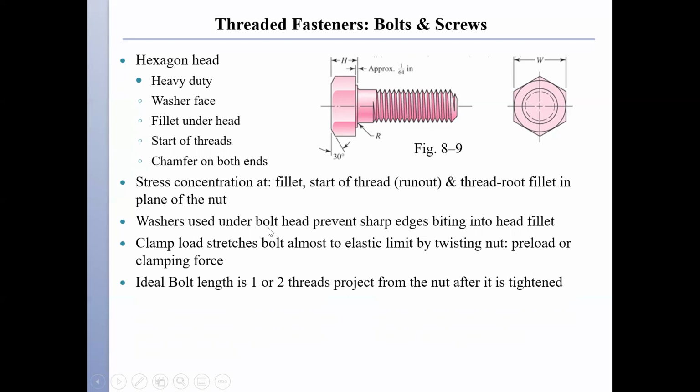The washers are used under a bolt head to prevent sharp edges biting into the head fillets. When we apply a clamping torque, we are basically stretching the bolt almost to its elastic limit. So this is the clamping force. A good bolt length would allow 1 or 2 threads beyond the tightened nut. So you want to see 1 or 2 threads beyond the tightened nut. By the way, the W here, the width of the hexagon head, is usually 1.5 times the diameter of the bolt itself.